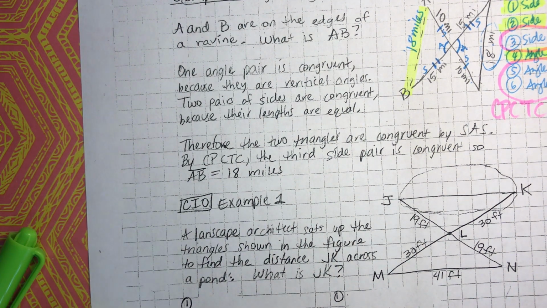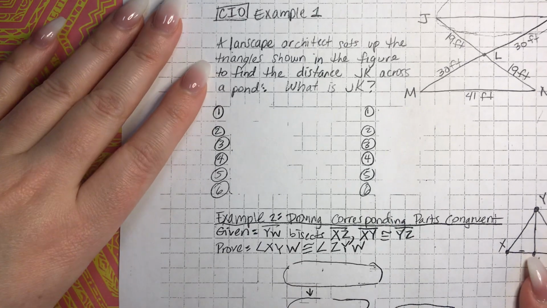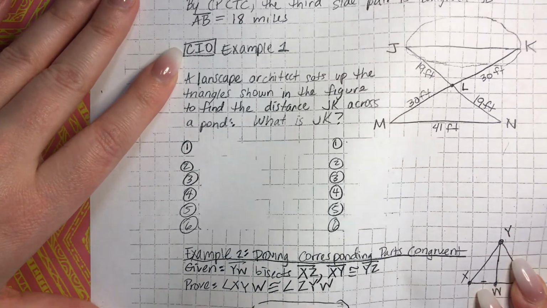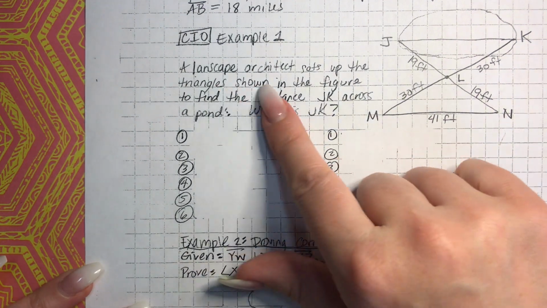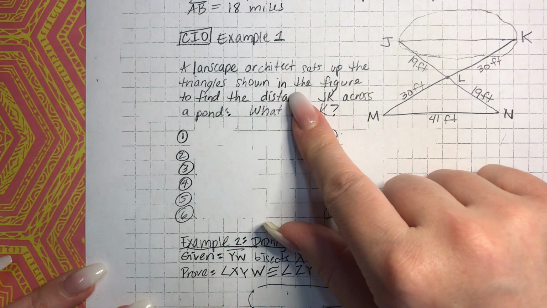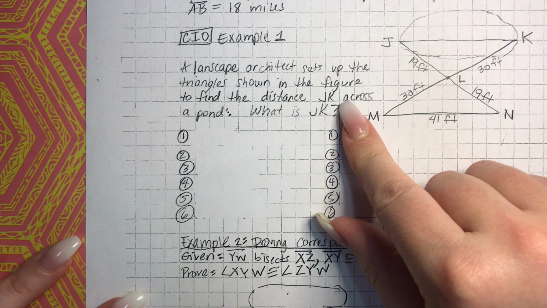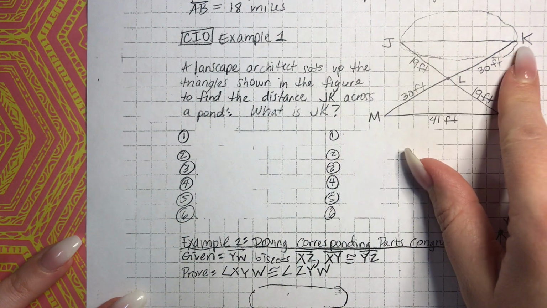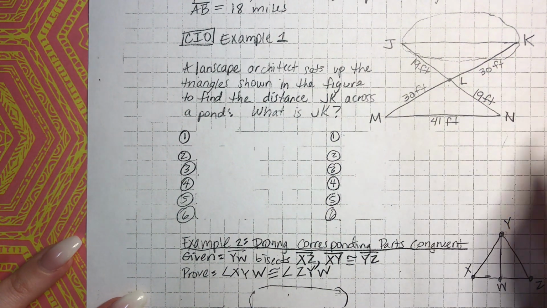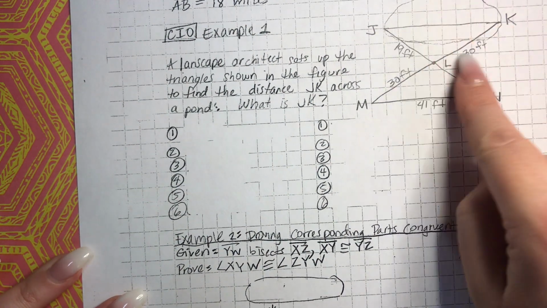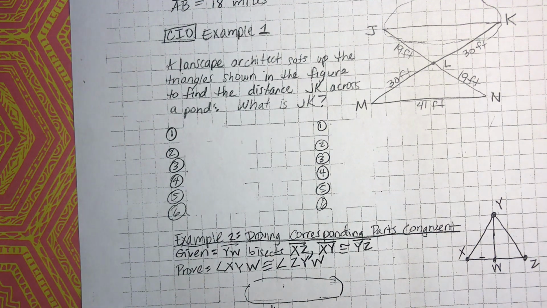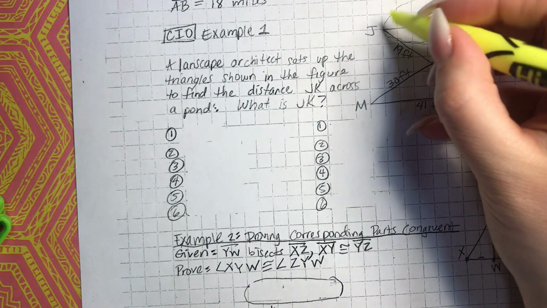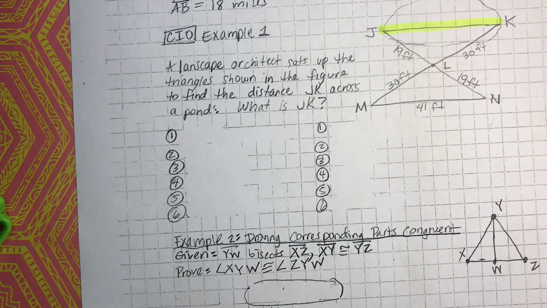Okay, let's go ahead and look at a different example right here. Check it out, example 1. It says a landscape architect sets up triangles shown in the figure to find the distance JK across a pond. So we have a pond here, and we want to find the distance across the pond. We want to know what JK is. We got a lot of information, so let's look and see what the problem is giving us.